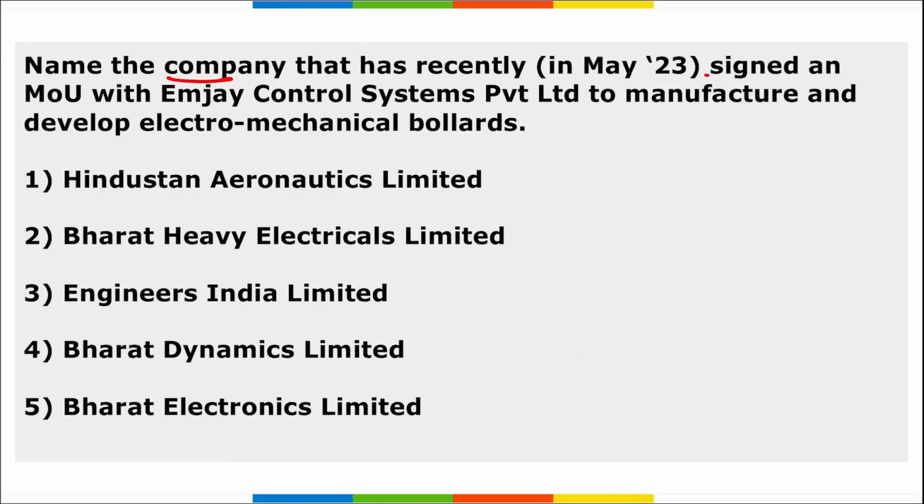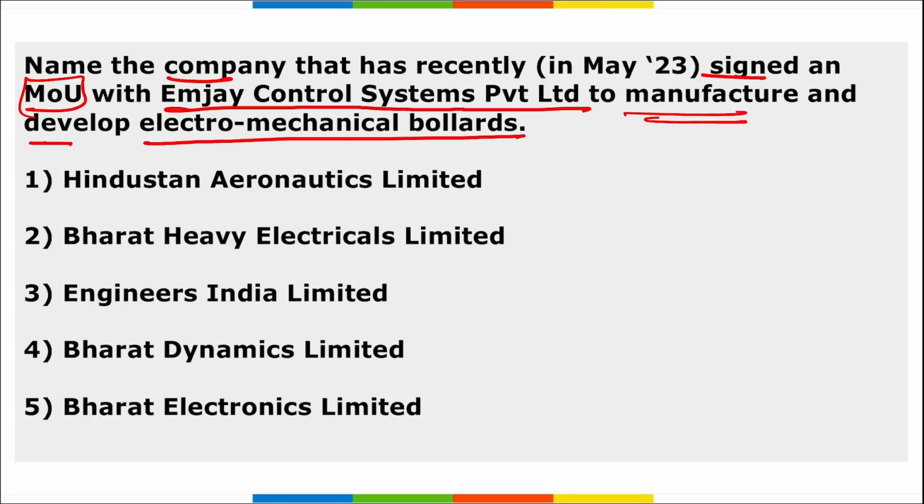Next, name the company that recently signed an MOU with MJ Control Systems Private Limited to manufacture and develop electromechanical bollards. It is Bharat Electronics Limited, BEL. They have recently signed an MOU with MJ Control Systems to manufacture and develop electromechanical bollards. Correct? And these bollards will be weighing between 24,000 to 150,000 kg.